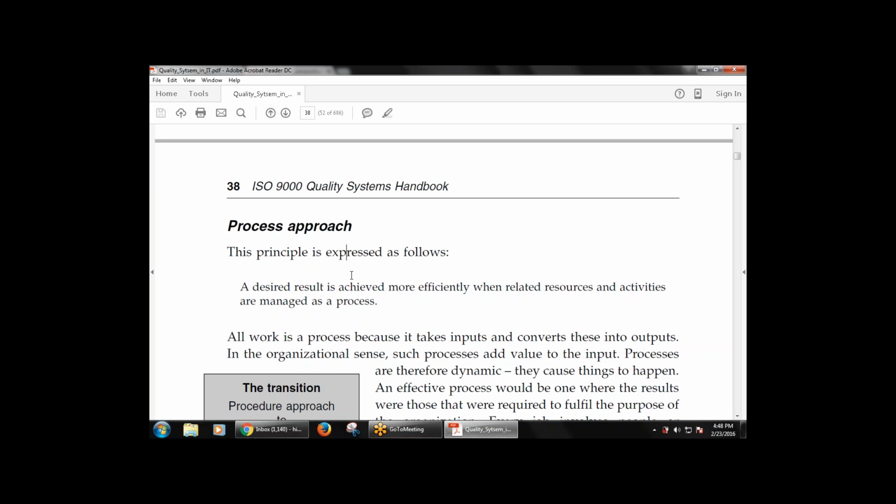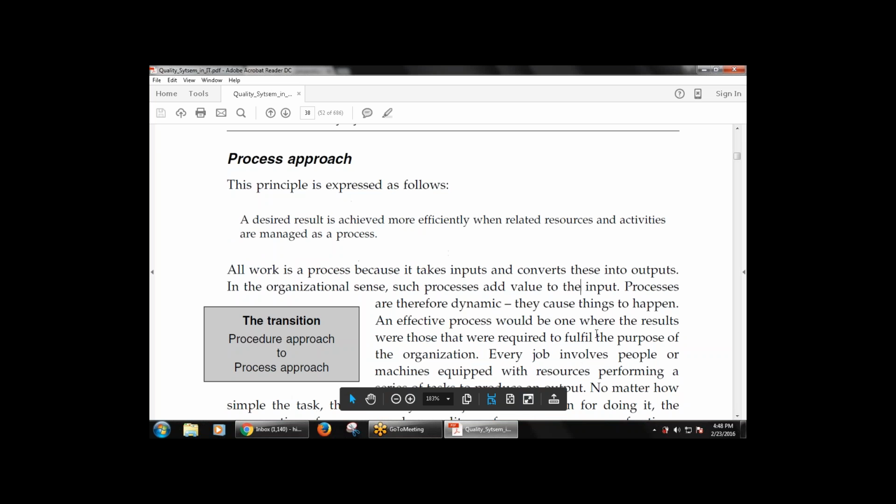Why? Because if I want to build a chair, we have to bring the furniture parts and screw them tight. So we are giving the input, and there is the output that is generated after the processing. So that is a process approach. The desired result is achieved more efficiently when the related resources and activities are managed as a process. And all work is a process because it takes input and converts it into output. In the organizational sense, such processes add value to the input. So whatever value is given, that is added to the input.